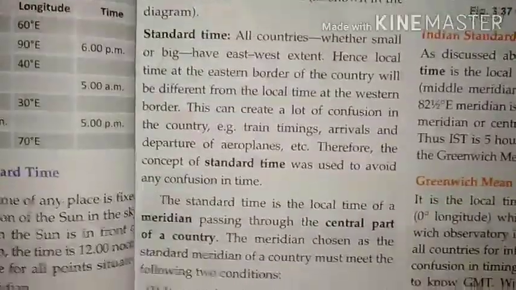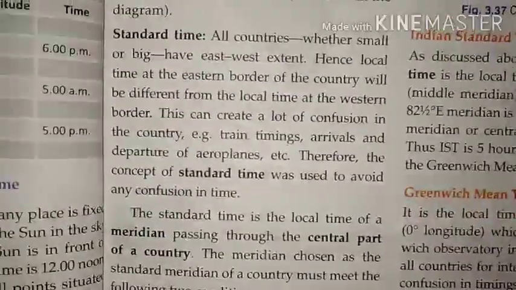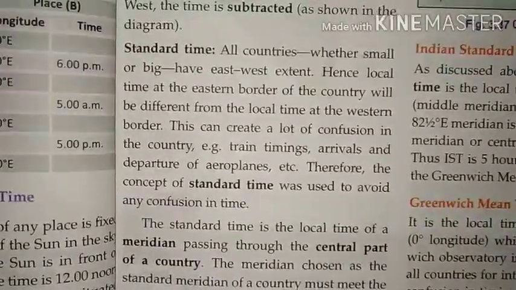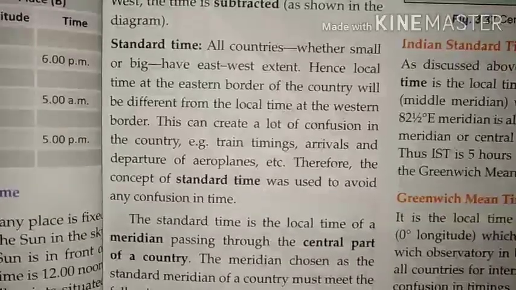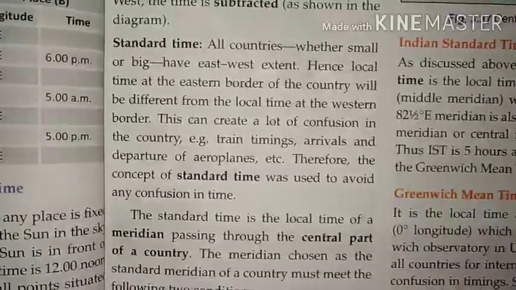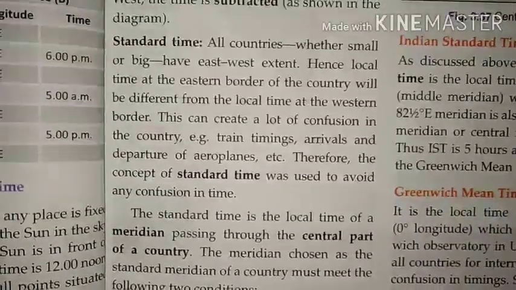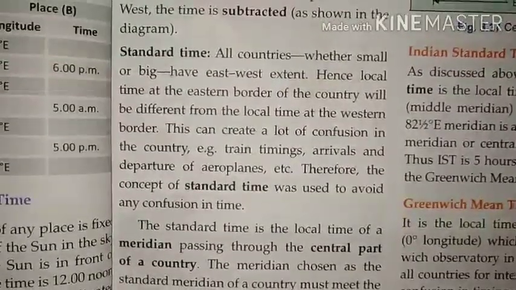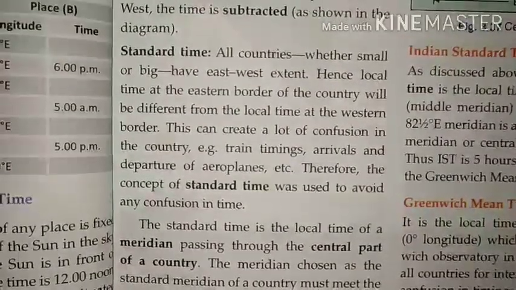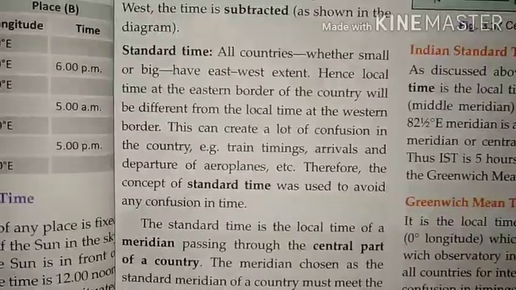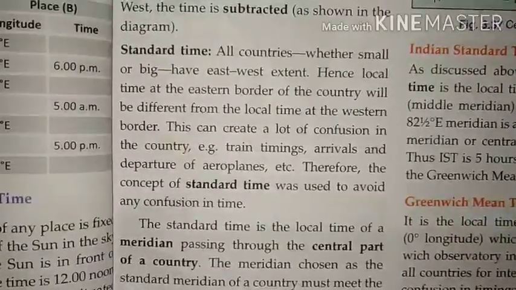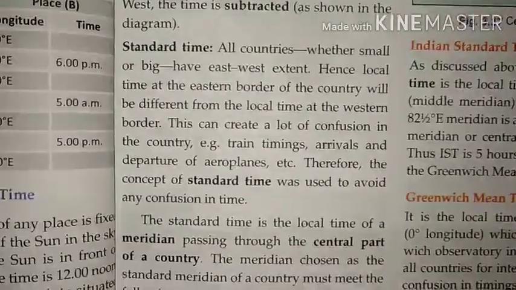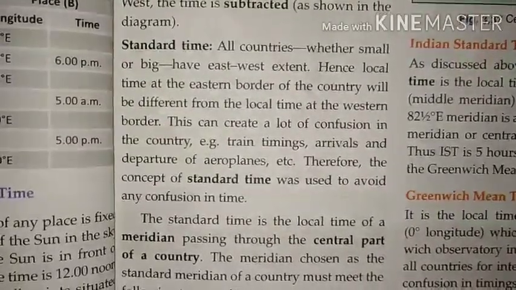So you know that the countries are very big in size, and so many longitudes pass over them. All the longitudes, as you have read, experience different times; there is a difference of time. So what has to be done? All countries, whether small or big, have an east-west extent. Hence, the local time at the eastern border of the country will be different from the local time at the western border. So there will be a lot of confusion because of it.